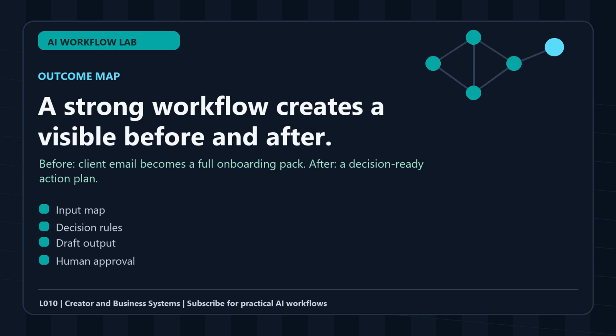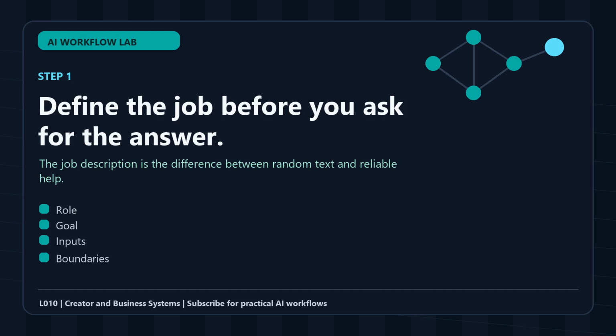Step 1 is the job description. Do not start with, "Help me with this." Start with the role, the goal, the available inputs, and the boundary. For this topic, the role is not general assistant. The role is workflow operator. The goal is to create intake, welcome, checklist, and follow-up assets for client work. The available inputs might include notes, links, transcripts, tool lists, examples, deadlines, constraints, budget, and your preferred output format.